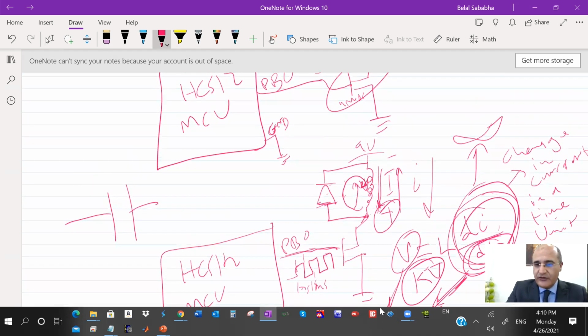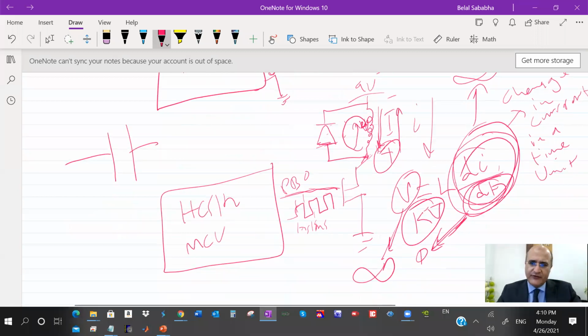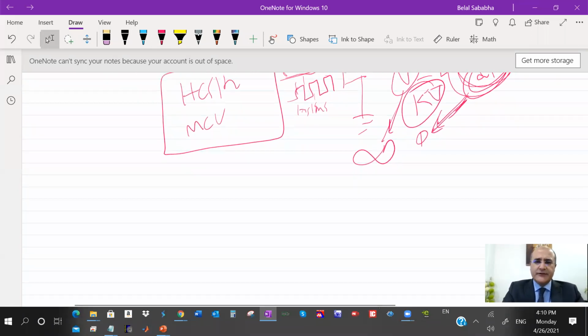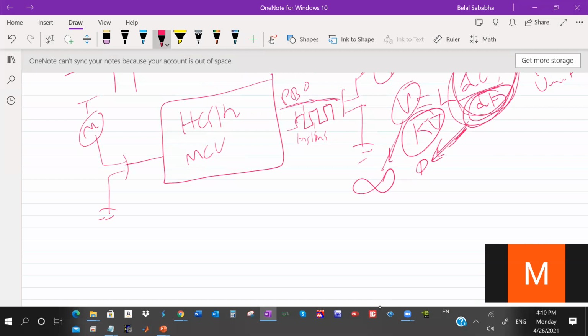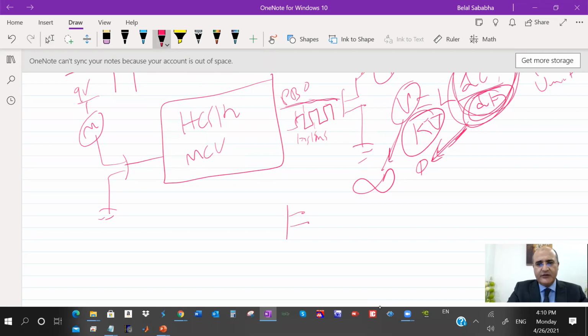If you use a freewheeling diode, this will drop hundreds of times, okay, and the voltage will disappear faster. Well, what is better? What is better? To connect the motor this way, or to connect it this way, or to connect it this way.